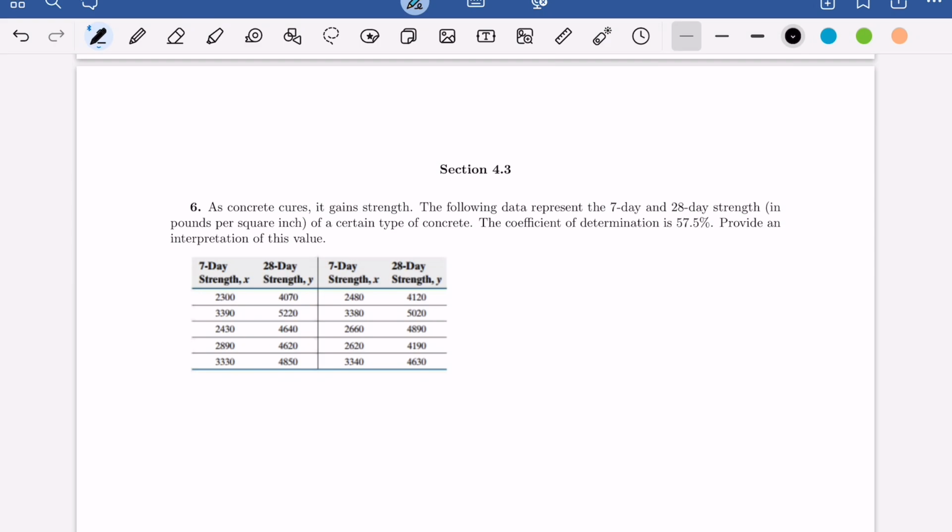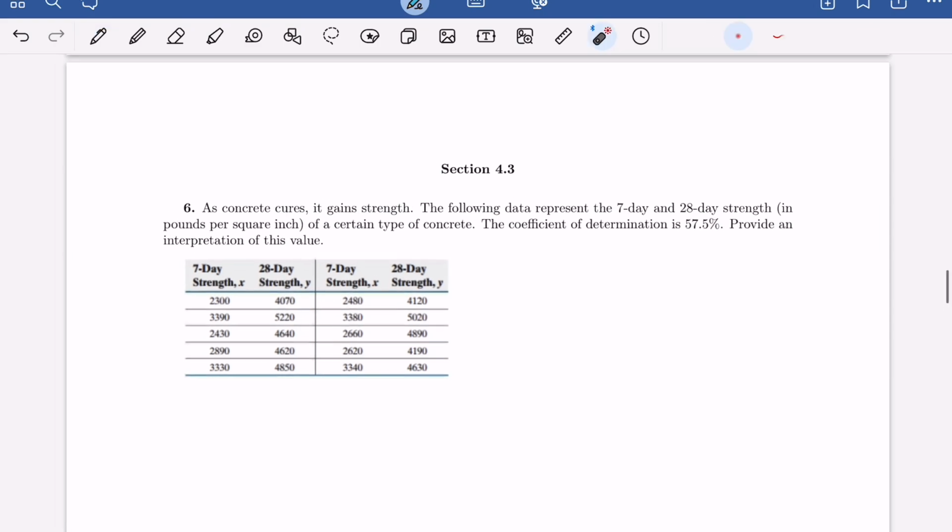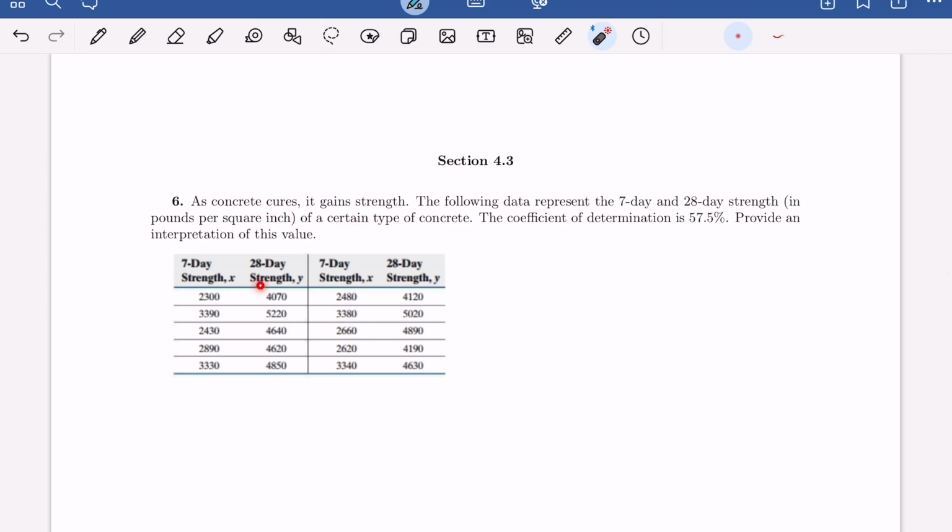All right, so this brings us to section 4.3, question 6 here. As concrete cures, it gains strength. The following data in this table represent the 7-day and 28-day strength in pounds per square inch of a certain type of concrete. The coefficient of determination is 57.5%, and we just want to provide an interpretation of this value. If you remember from the textbook and from the PowerPoint slides, the coefficient of determination is given by capital R squared, and it measures the proportion of total variation in the response variable that is explained by the least squares regression line that we saw in the last section. Essentially, this tells us how well the least squares regression line fits the data.